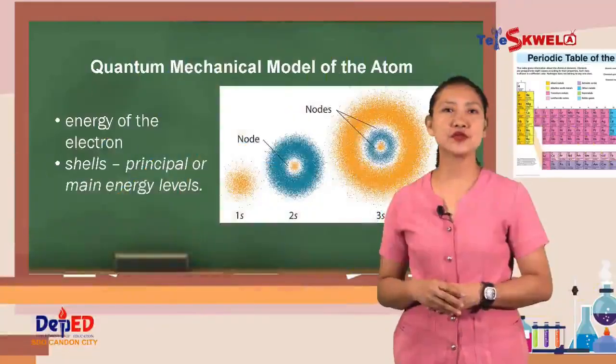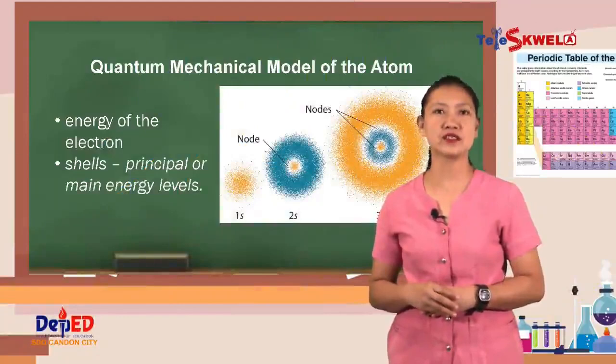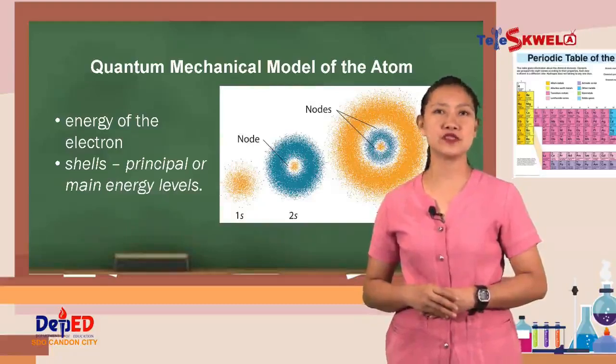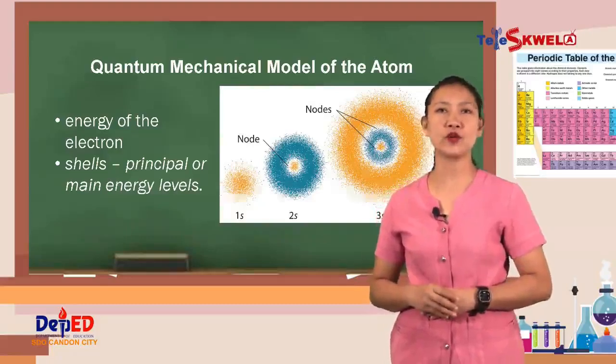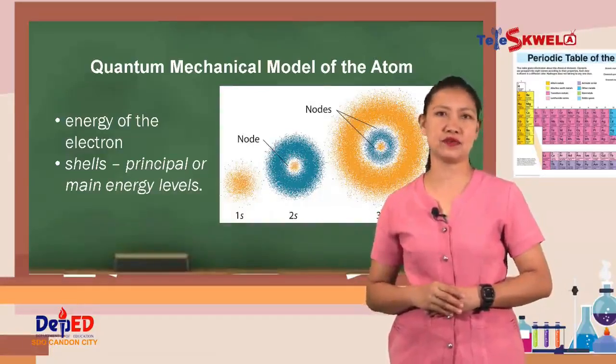It describes the region of space around the nucleus as consisting of shells, also called principal or main energy levels. The principal energy levels or shells may have one or more sublevels assigned with letters s, p, d, and f.